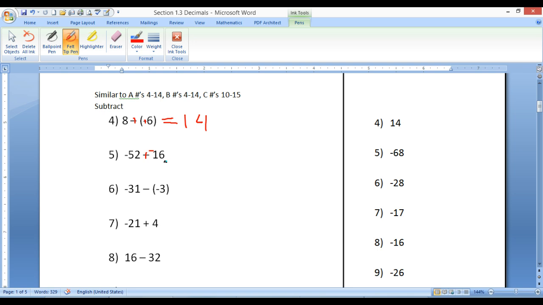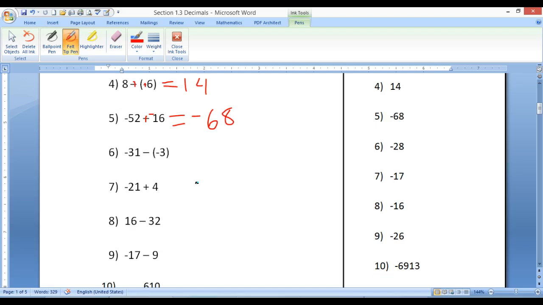So I have 2 negatives being added, so I'm just going to add those together and the answer is going to be negative. So I have 2 and 6, which gives me 8. And I have a 5 and a 1, which gives me 6. Because they're both negative, the answer is negative. Negative 68. Okay, let's go to the next one.